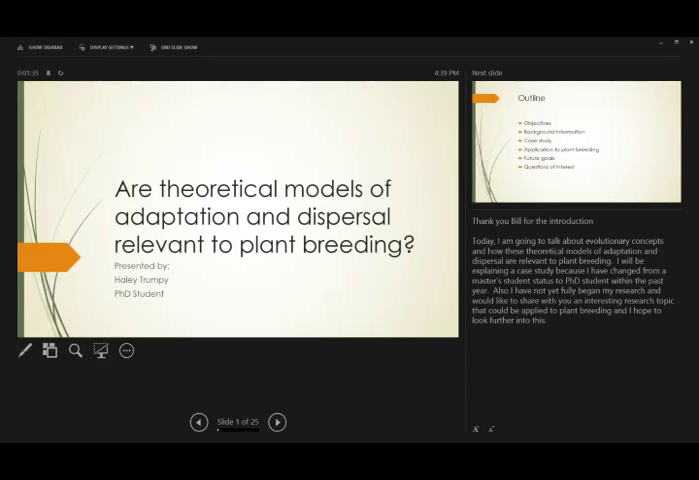Today I'm going to talk about the evolutionary concepts and how these theoretical models of adaptation and dispersal are relevant to plant breeding. I'll be explaining a case study because I've changed from a master's student status to a PhD student within the past year, and I have not fully begun my research. I would like to share with you an interesting research topic that could be applied to plant breeding and hope to look further into this.